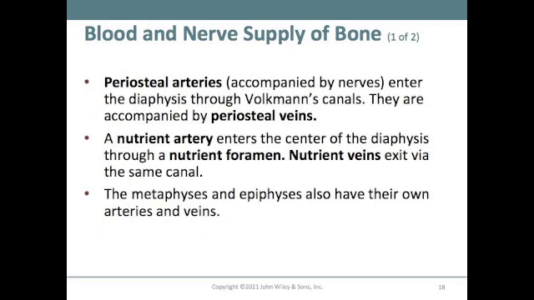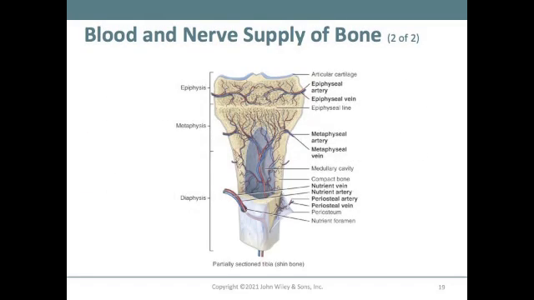A nutrient artery enters the center of the diaphysis through the nutrient foramen. Nutrient veins exit via the same canal. The metaphysis and the epiphysis also have their own arteries and veins. And we can see that here. So remember, epiphysis is the end of the bone, if we're talking in long bone terms now.